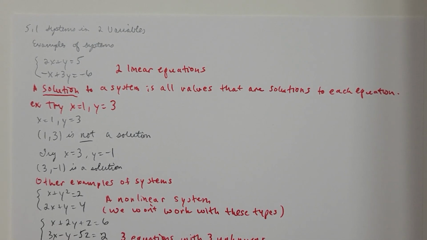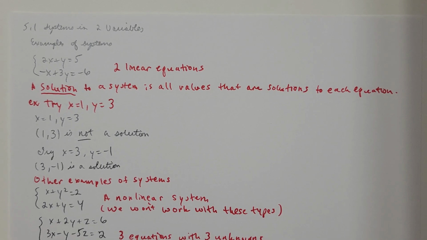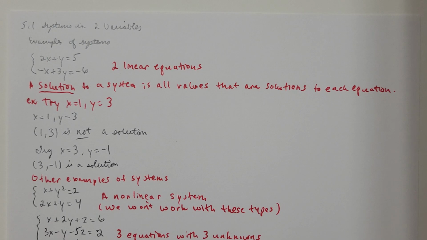Okay, I'm going to start chapter 5 here. We're only going to do sections 5.1, 5.2, and 5.4. And the main topic that we're going to talk about is systems of linear equations. Okay, so in section 5.1, it's all about systems in two variables.